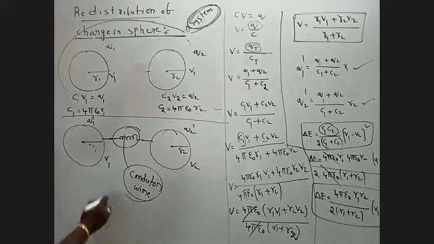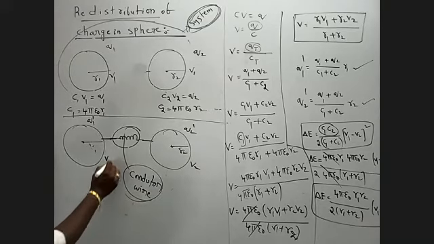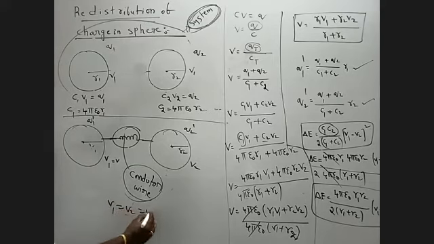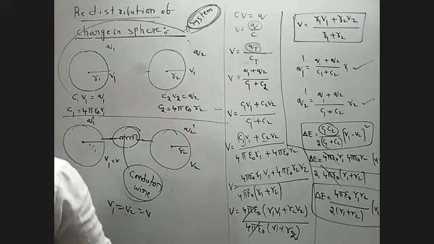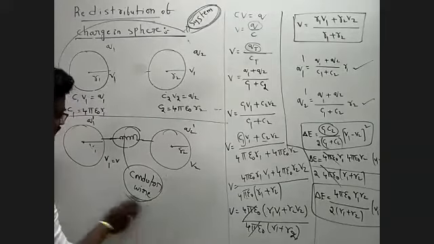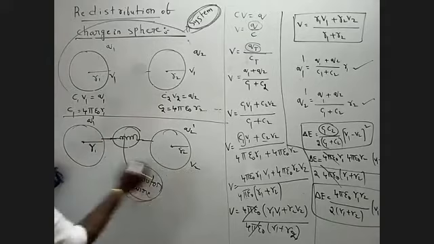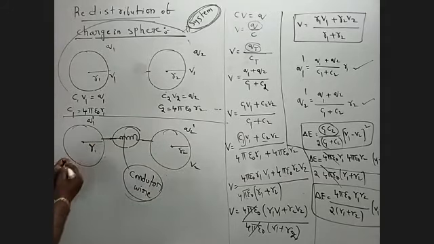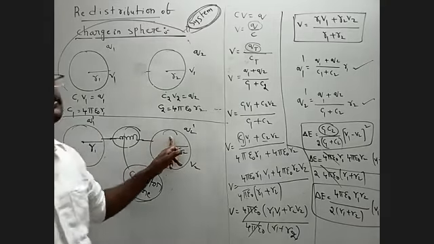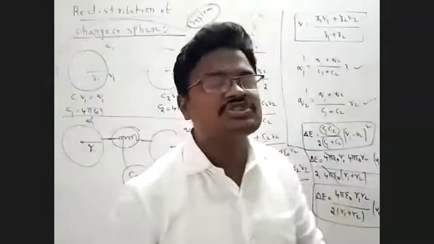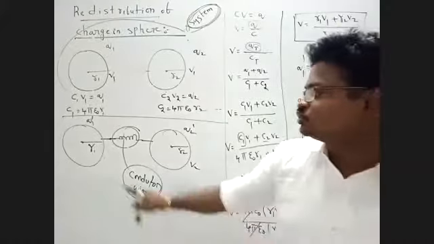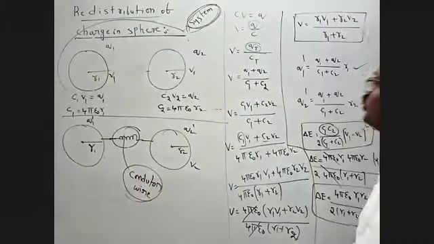So what is the potential? It will reach a common potential V. V1 is equal to V2, equal to the common potential. Charge is shared by the two conductors, so we have only the charge to work with.